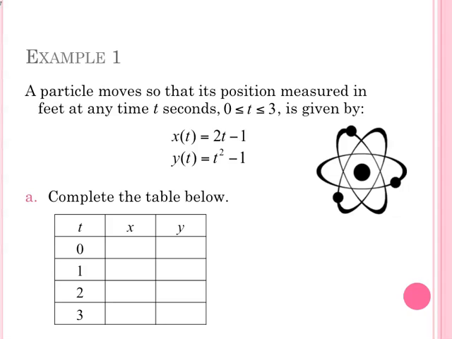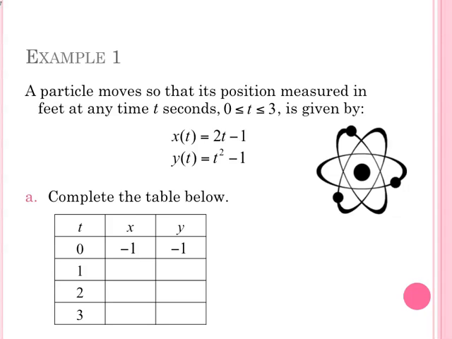Now you could always plug in any value for t, not just 0, 1, 2, and 3, as long as the number that you're plugging in is between 0 and 3. So you could plug in 1/2, you can plug in 2.7, but just to simplify, we're just going to go up in integer values. So let's start with x, and plug t equals 0 in. 2 times 0 minus 1 is equal to negative 1. Plug 0 into the y equation, we have 0 squared minus 1, that's negative 1.